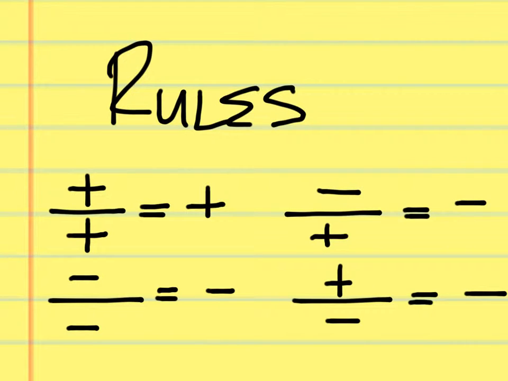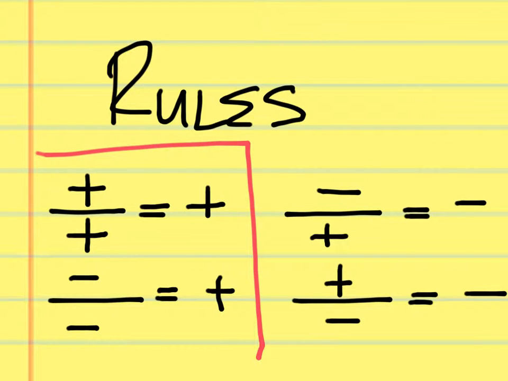Here are the rules for dividing integers. If the signs are the same, the answer is positive. If the signs are different, then the answer is negative. Same rules as multiplication. Signs are the same, the answer is positive. Signs are different, then the answer is negative.